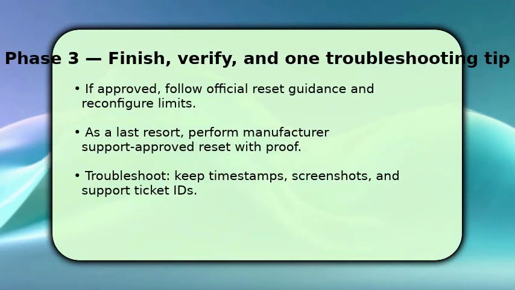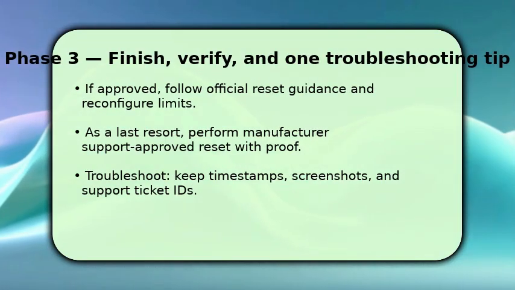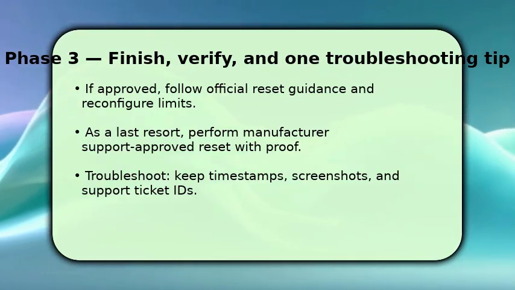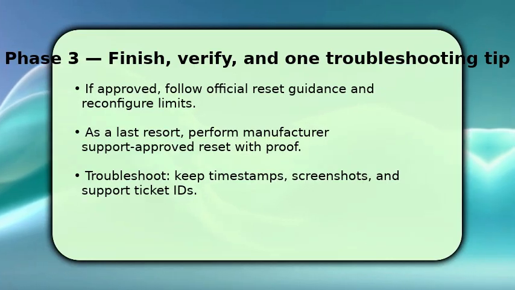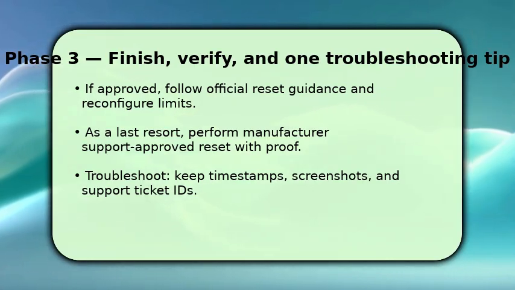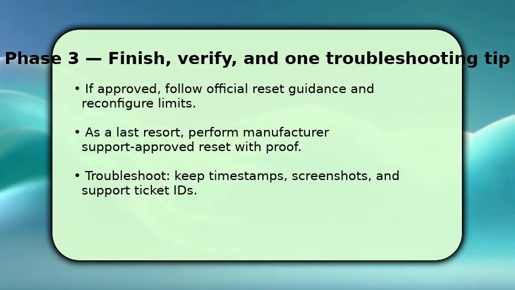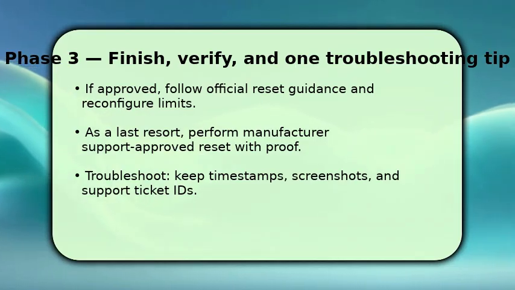Once support verifies ownership, follow their reset or reconfiguration instructions to remove or change app limits. This restores normal access without breaking rules. If recovery fails, the authorized fallback is a manufacturer or carrier-assisted reset that requires proof and support ticket validation. Make sure to back up data beforehand if possible.